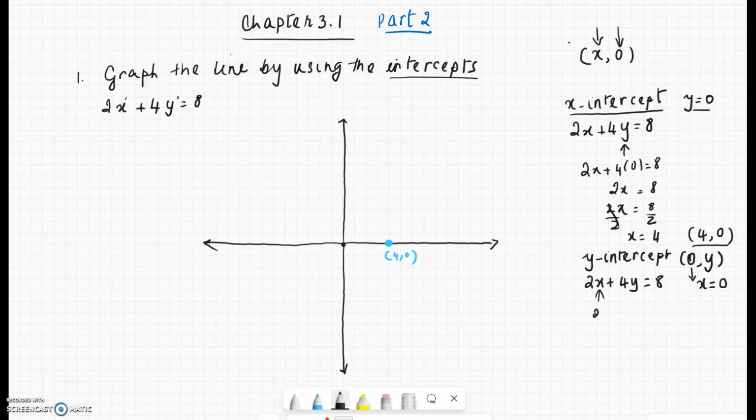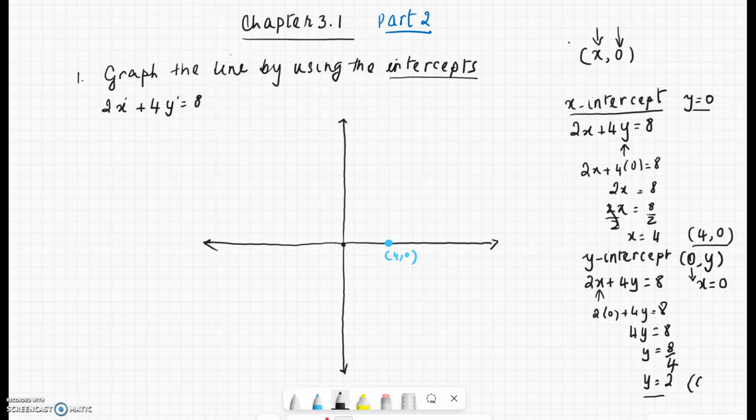So this is how we're going to find the other point, which is the y-intercept, by plugging in x equals 0. So 2 times 0 plus 4y equals 8. So this is equal to 4y equals 8. y is equal to 8 over 4, and y is equal to 2. So the graph crosses the y-axis at 2.